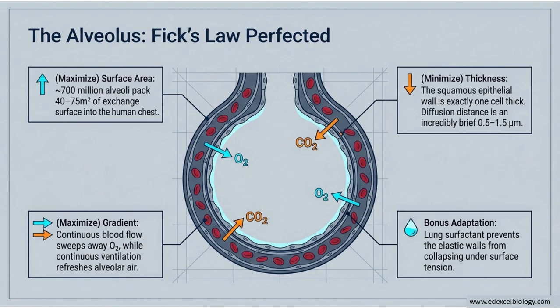And to maintain the steep concentration gradient, our blood is constantly flowing. The pulmonary circulation is pumping oxygen-depleted, carbon dioxide-rich blood right up against those thin alveolar walls all day long. Right. As soon as oxygen diffuses into the blood, it is instantly swept away by red blood cells. That ensures the oxygen concentration in the blood never builds up enough to slow down the incoming diffusion.